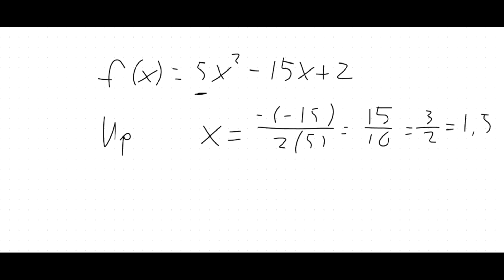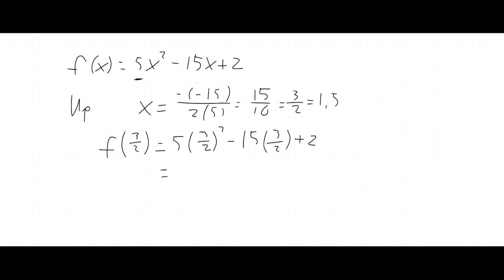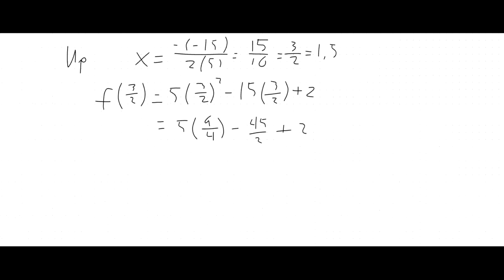Now we need our y value for this. So let's plug in 3 halves into our equation. So it's 5 times 3 halves squared minus 15 times 3 halves plus 2. Working through that, 5 times 9 fourths minus 45 over 2 plus 2. And then multiplying things, 45 over 4.